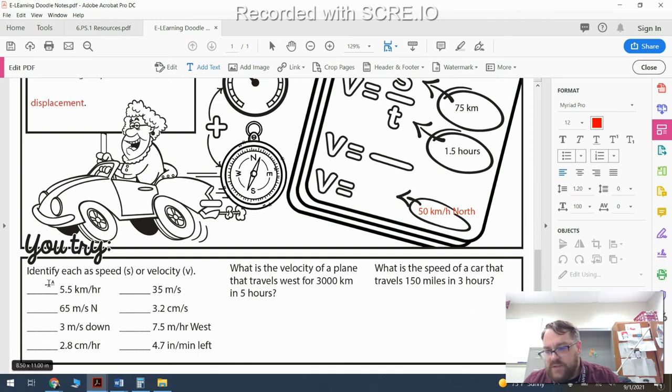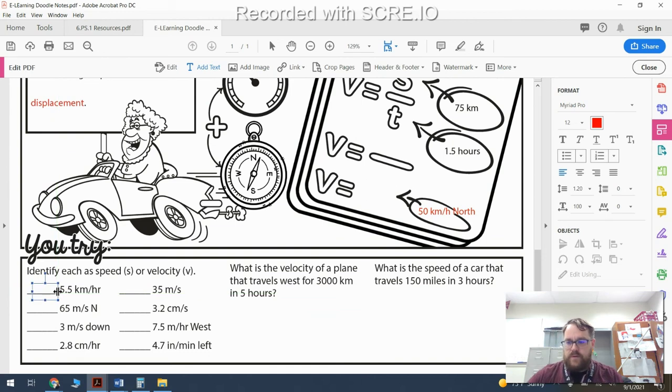Okay, so let's look at this one. This says 5.5 kilometers per hour. So remember that speed is a scalar, so it only gives us one numerical value. Velocity is a vector. It gives us a numerical value and a direction. So it's two things. I only see one thing here. I just see 5.5 kilometers per hour. So that tells me that we have a scalar thing. We just have a number. We don't have a direction in here.